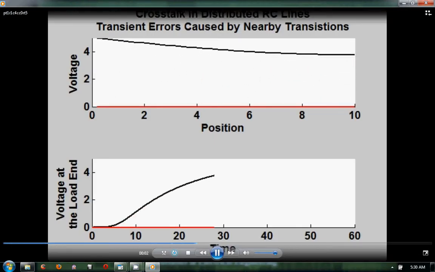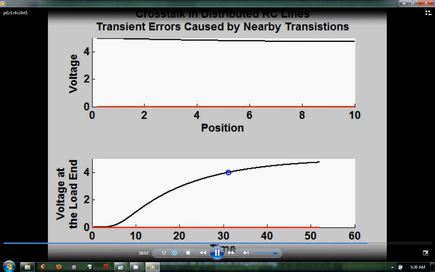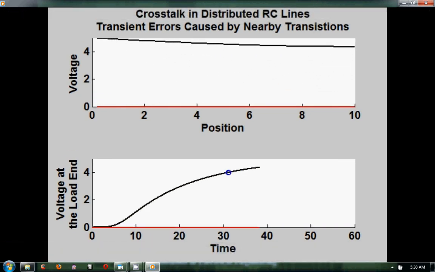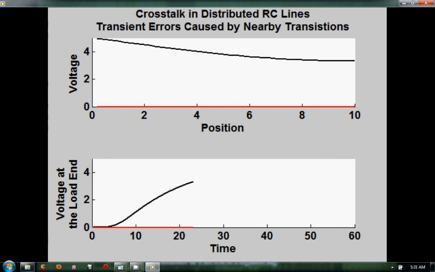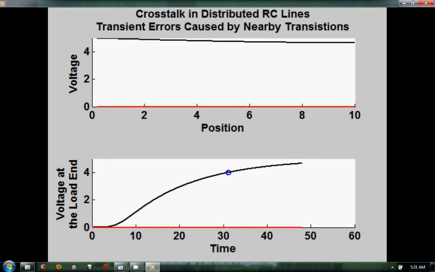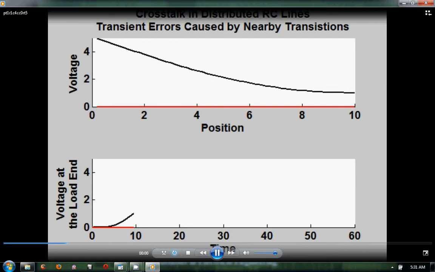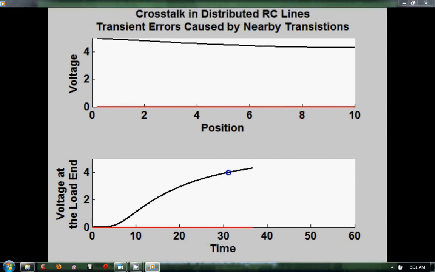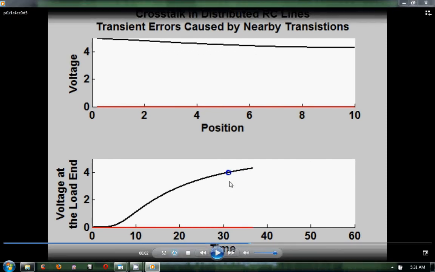Going back to the initial scenario, now we will see what happens when there is no capacitive coupling and the normal capacitance is twice its previous value. As we can see, the undriven wire stays at 0 volts because there is no coupling. Here again, the threshold is crossed at 31 time units.